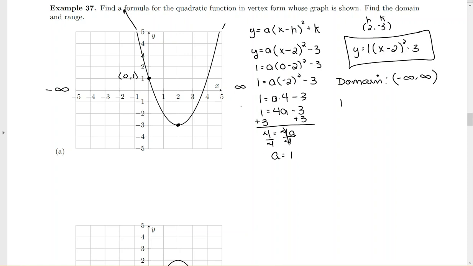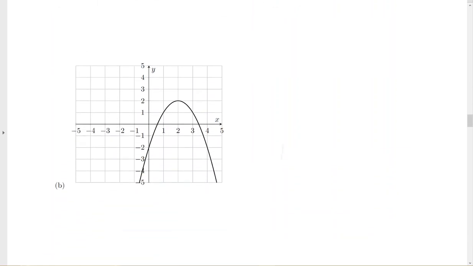The range, however, that's going to be unique to each parabola that you have here. The range is the lowest y value to the highest y value. Your lowest y value is -3. Your highest goes up to infinity. And -3 is on the graph. So we're going to use a bracket, -3, all the way up to infinity. This is interval notation. Give your answer in interval notation usually. All right, let's try the next one here.